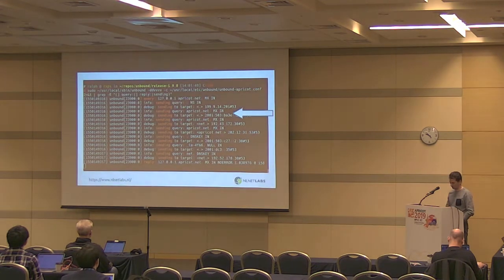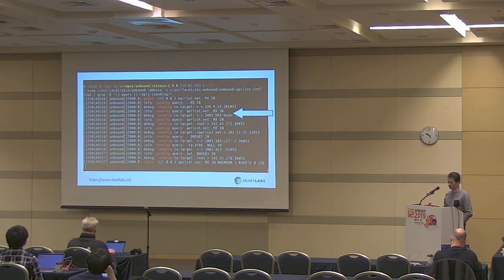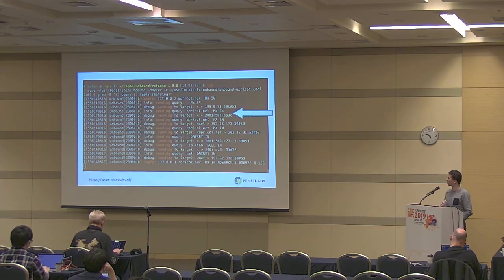So this is what it looks like, or at least it's a capture of the queries that are sent out. On top you see a query coming in for apricot.net, an MX query, and all the way at the bottom you see the reply. Everything in between are the queries that Unbound needs to send upstream to the authoritative name servers to be able to get this answer. One of the queries you see here is the query for apricot.net MX being sent to the root. So we're leaking to the root the name we're trying to resolve and the type.